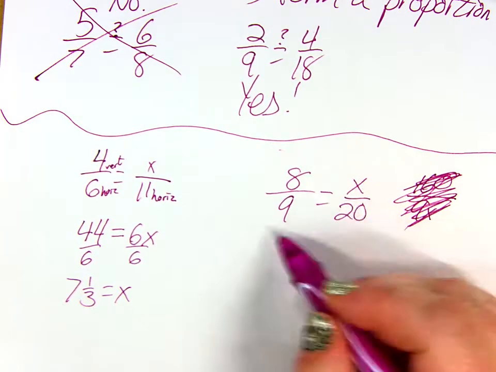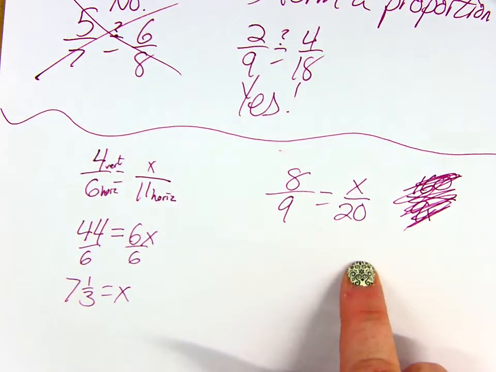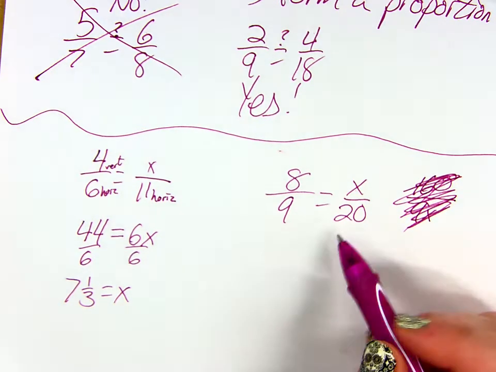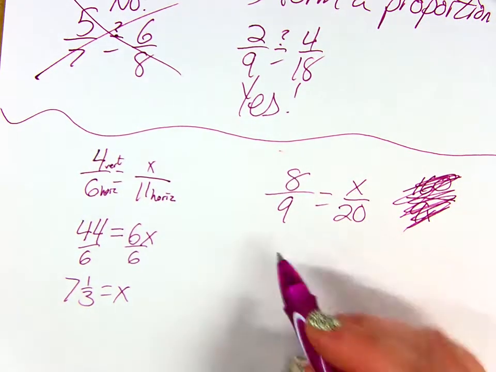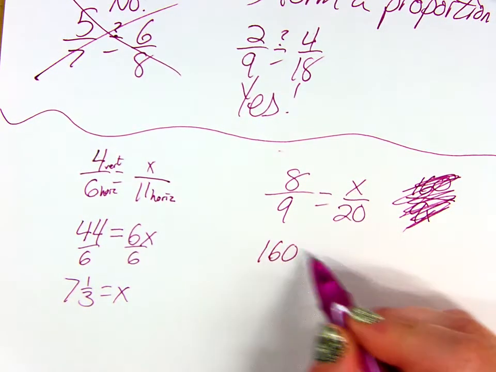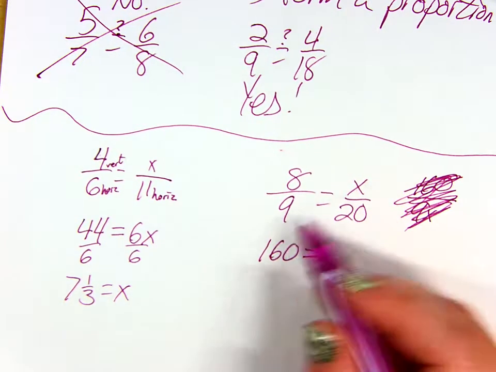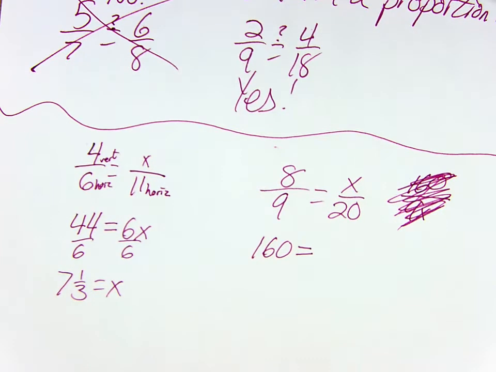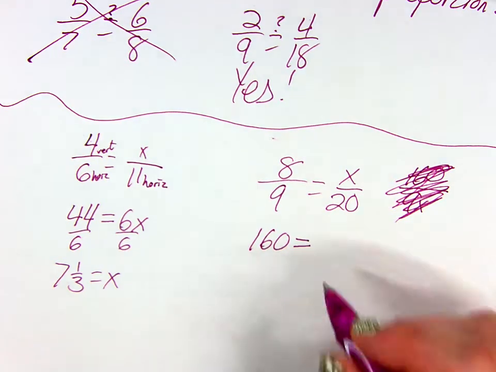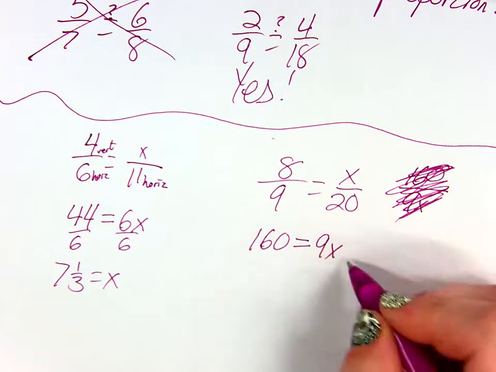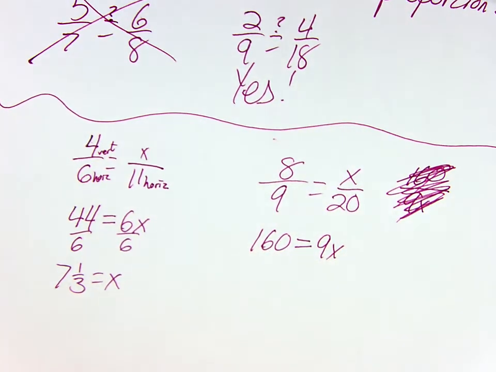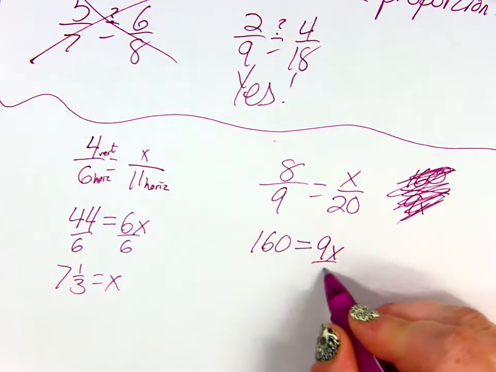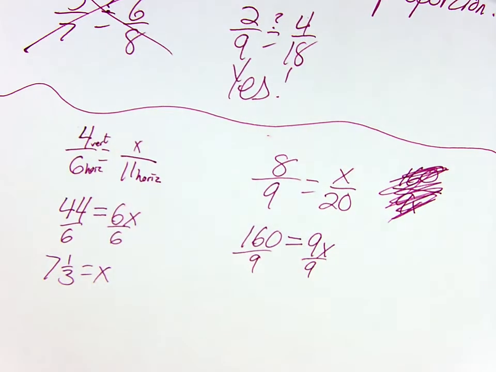You want to multiply the diagonals and write them as an equation. They're equal to each other. So when I multiply 8 and 20, I get 160, right? You set that equal to the other side. So what do I get when I multiply the other side? 9x. And now I have a nice, easy equation to solve. And I would solve it by? Yeah, just divide both sides by 9. So we'll see what 160 divided by 9 is.